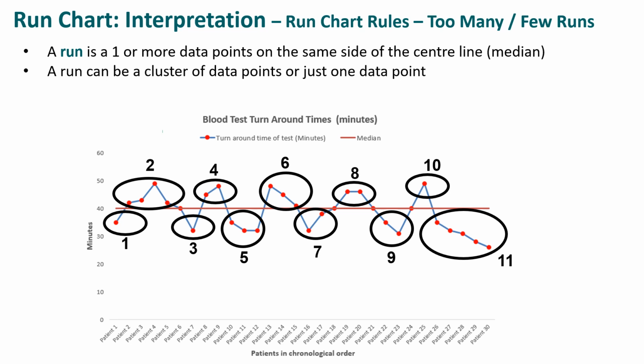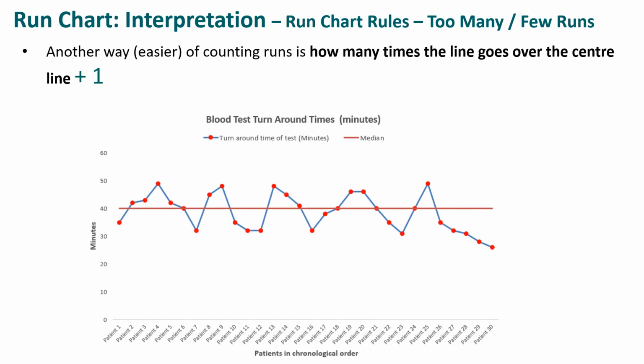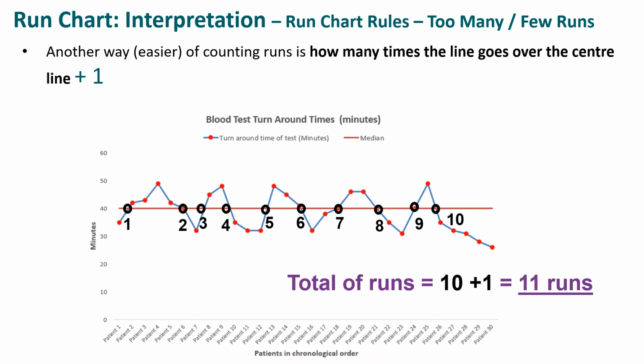So in this example, we need to count up how many runs we've got, and there's a total of 11 runs. Another way of counting the runs is how many times the line goes across the center line plus 1. This is actually a much easier way of calculating the number of runs. So in this case, we've got 10 data points crossing the center line, plus 1 is 11 runs.